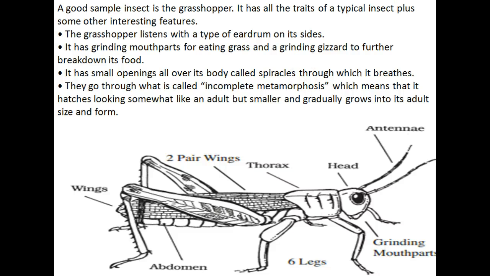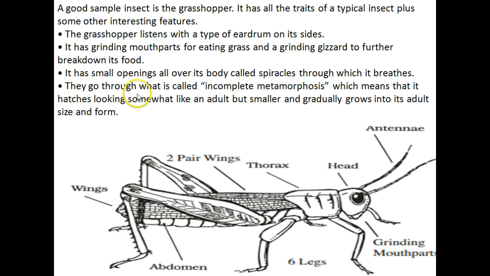It has all the traits of a typical insect plus some other very interesting features. A grasshopper listens with a type of eardrum on its sides. So on both sides of it, it has a specific eardrum. The grasshopper has grinding mouth parts for eating grass and a grinding gizzard to further break down its food. It has small openings all over its body called spiracles through which it breathes, and spire means to breathe, if anybody remembers spear or spire. That is the word part for breathe, so that makes a lot of sense.